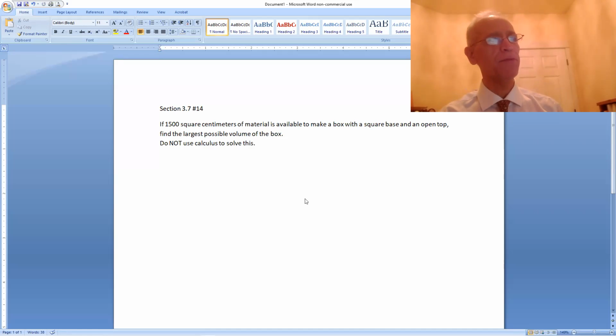Section 3.7, number 14. If 1500 square centimeters of material is available to make a box with square base and open top, find the largest possible volume of the box. Do not use calculus to solve this. Of course, everybody knows that using calculus would be much easier for a problem like this, but let's use algebra.